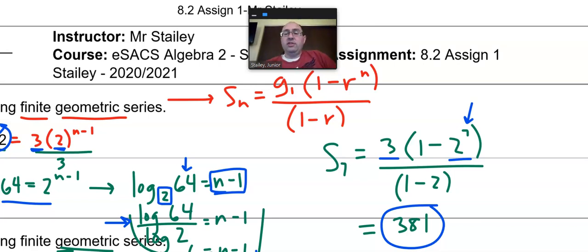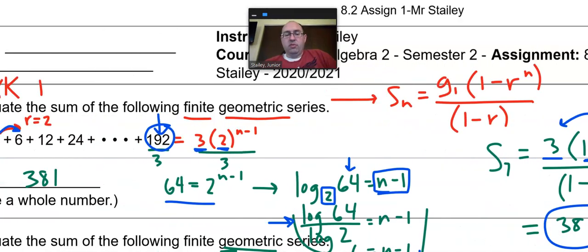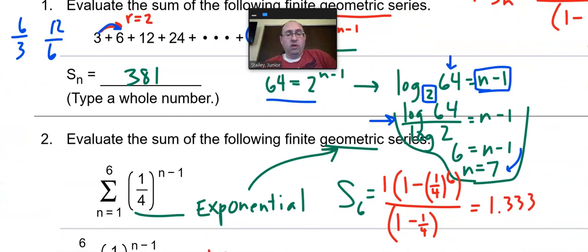If you have to do it one step at a time, like do this part first, then multiply by 3, then divide by that denominator. Now, 1 minus 2, that's negative 1. If you want to simplify that in your head, then just divide by negative 1. Guess what? It'll work. If you want to use the parentheses, you're more than welcome to. But 381 is the answer to question number 1.